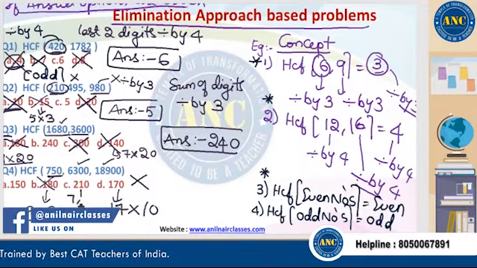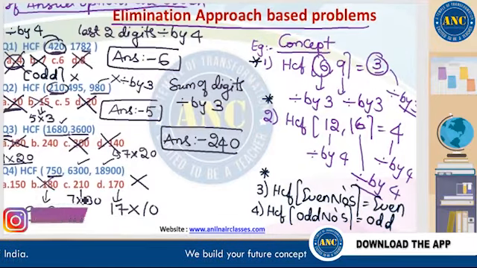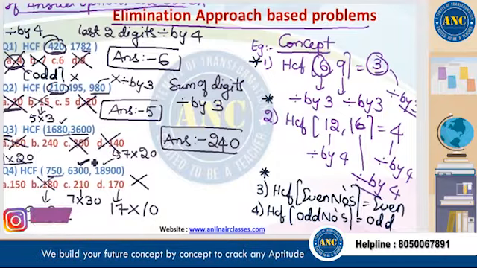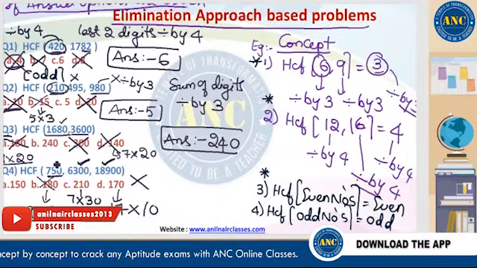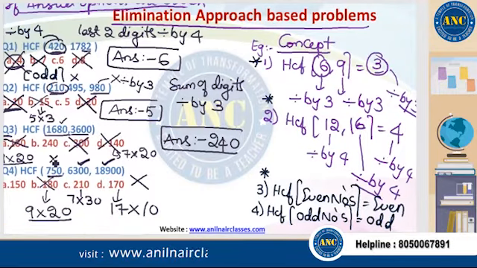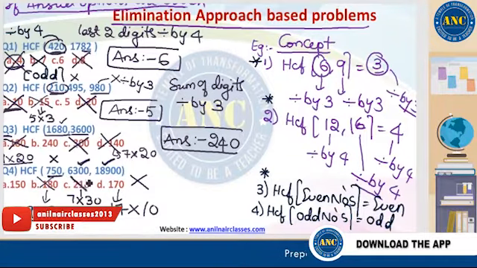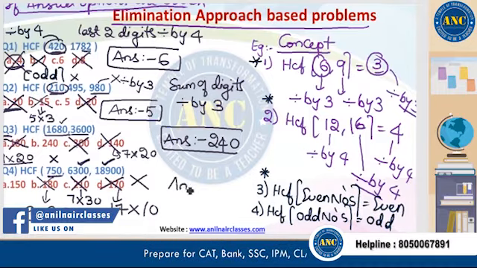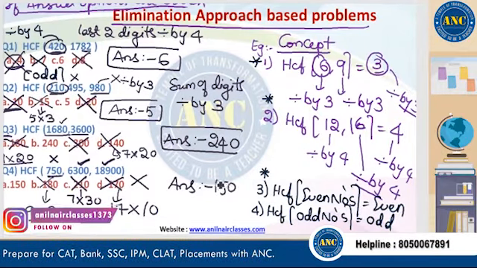210 is nothing but 7 into 30. The answer is divisible by 7. 6300 is divisible by 7. 18,900 is divisible by 7. But 750 is not divisible by 7. 180 is out, 210 is out, 170 is out. What is the final option left? 150. You can check it out.